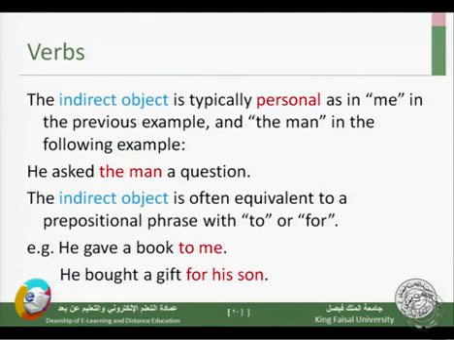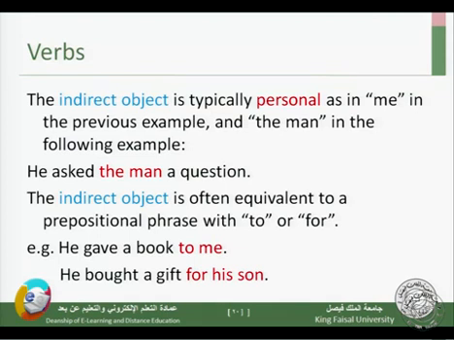The indirect object is typically personal, so it refers to a person. Of course, there are some exceptions, but it is typically personal, as in me in the previous sentence, and the man in the following sentence. So he asked the man a question. Here, the man is a personal noun, and it is an indirect object. So he asked the man a question. The man is the indirect object, and a question is the direct object.